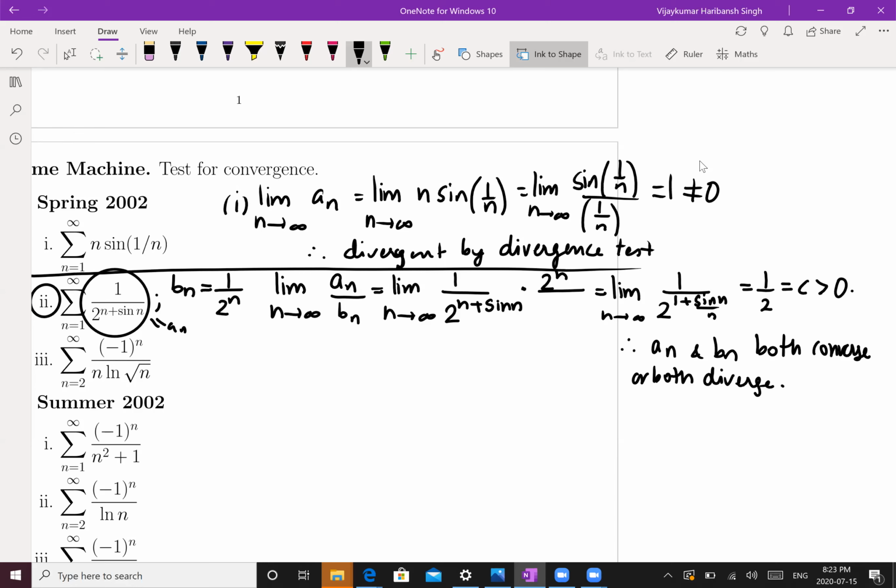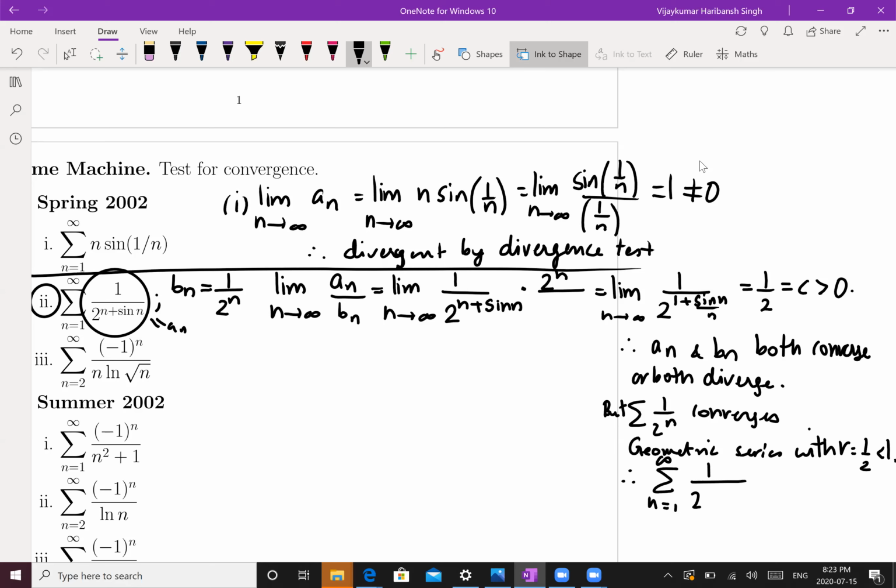However, we know that summation (1/2)^n converges, but this converges. Why is that? Geometric series with r equals to half, which is less than 1. Therefore, we get summation n equals 1 to infinity 1 upon 2 plus n plus sine n converges.